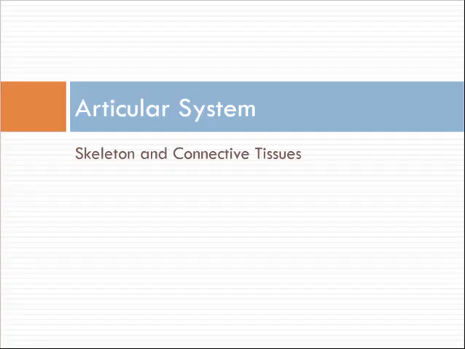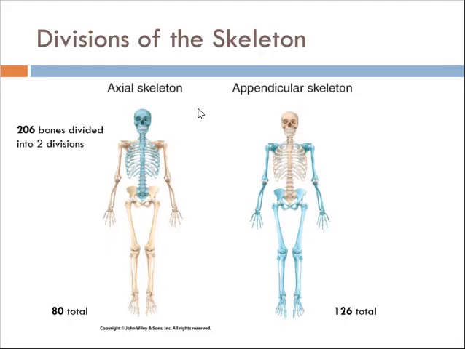So let's start looking into the three systems. We're going to start here with the articular system. Remember, this consists of the skeleton and the connective tissues. We divide the skeleton into two separate systems. We have the axial skeleton, which is highlighted here in blue, and then you have the appendicular, the appendages, arms and legs, that's also depicted in blue on this other image here.